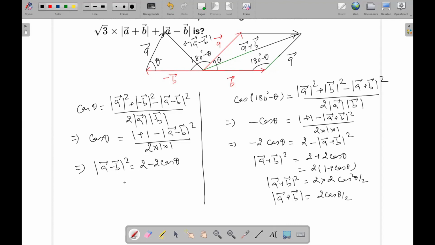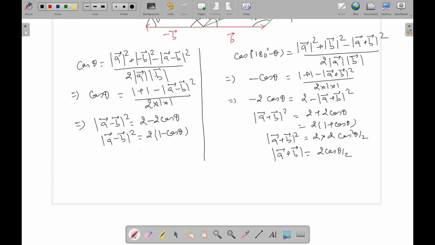So we are writing it directly. Now from here I can get magnitude of a minus b whole squared is actually equal to 2 times 1 minus cos theta. Again, we can use the formula and write it as 2 sine square theta by 2. And from here on, I can say that magnitude of a minus b is going to be equal to 2 sine theta by 2. Now I've got my expressions.